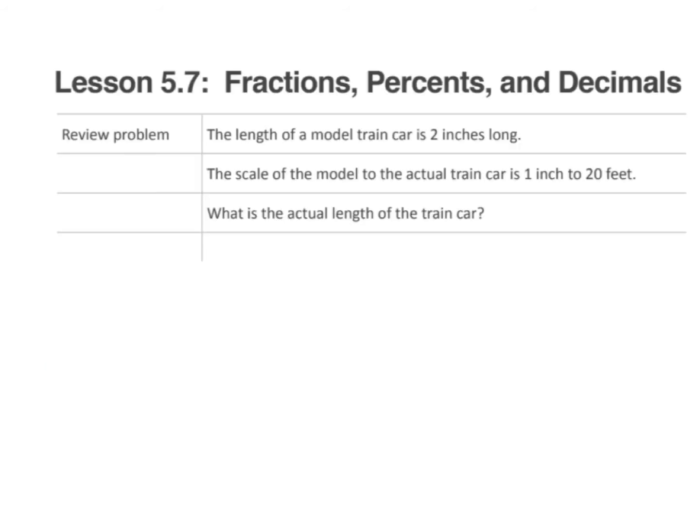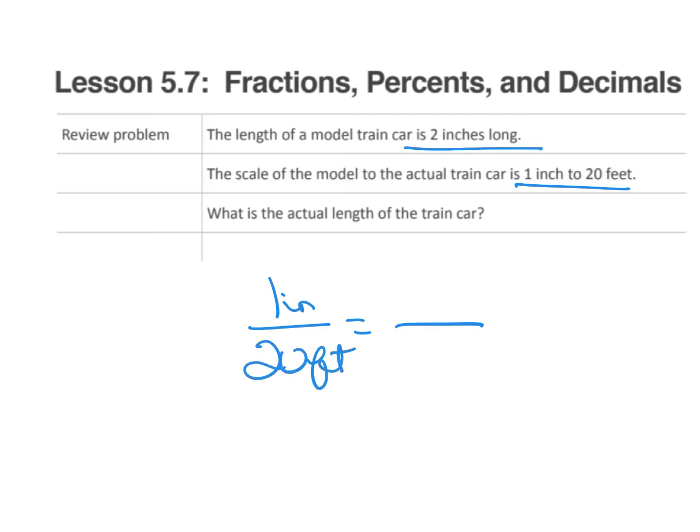So let's do a review problem, and this is from scale factor. The length of the model train car is 2 inches long. The scale of the model to the actual train car is 1 inch to 20 feet. So we're going to set up our proportion. Our scale is 1 inch to 20 feet, and we know that the model train car is 2 inches long, so that's going to go on top. I can do it two different ways because they're both easy. 1 times 2 and 20 times 2 would give me 40 feet.